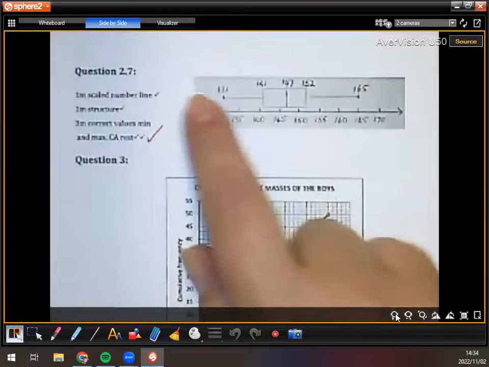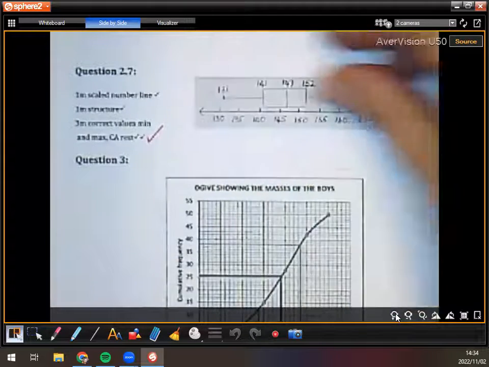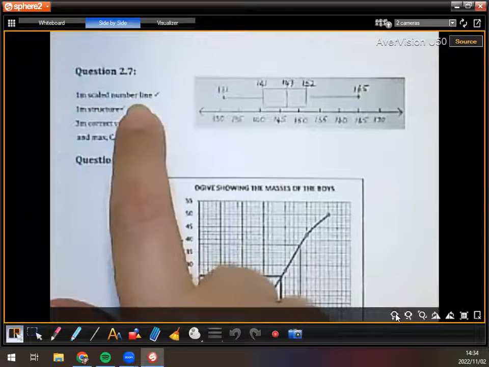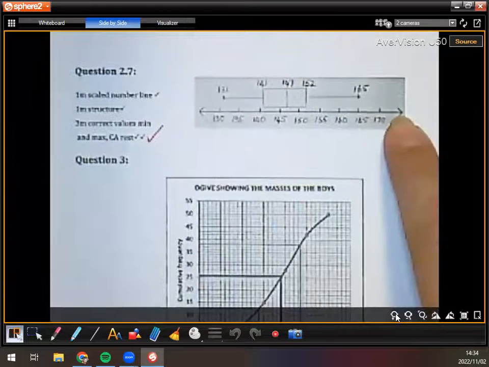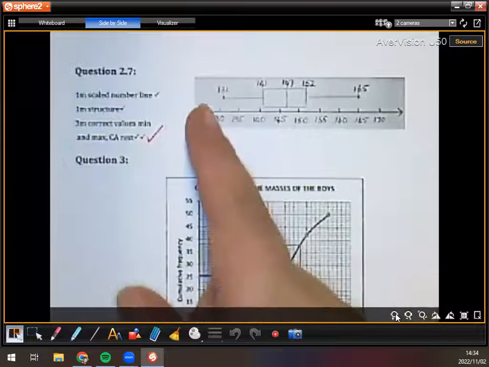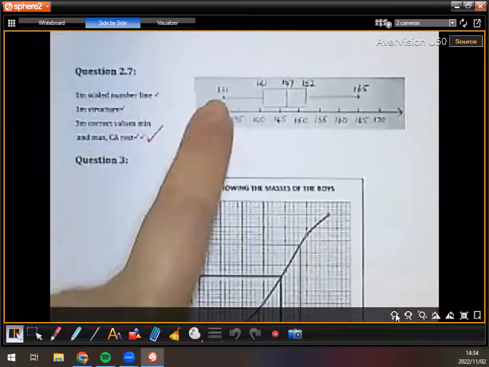So guys, for this box and whisker, many of you drew the box and whisker onto the number line, but you must have a number line, and then the box and whisker must be above it. You can see there it was 1 mark for having the scaled number line. So quite a few of you lost that mark. Then you got a mark for the structure, and I see on the memo they have a little dot, but we also normally do a shorter line. You can also do a little dot if you want.